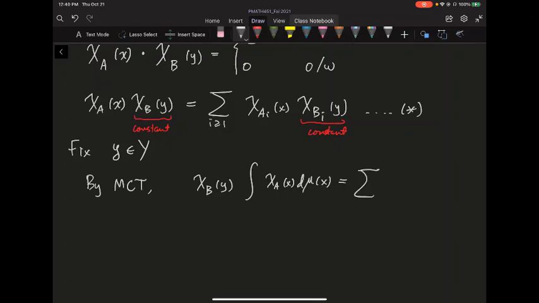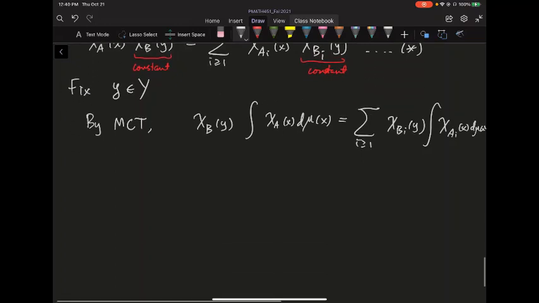So you can pull out the scalar. So this is chi of bi of y. That's the constant, you pull it out. You do the integration of the function on x. So this is d mu of x. MCT allows you to say they are basically the same. And the integral, by definition of the integral of a characteristic function, you can treat it as a simple function. So this is just mu of a. So you have mu of a times chi b of y.